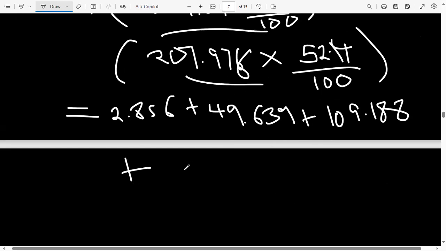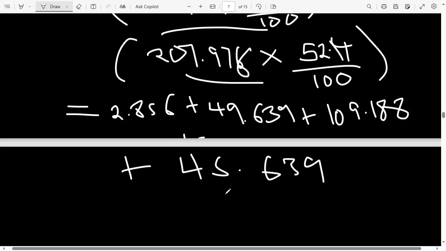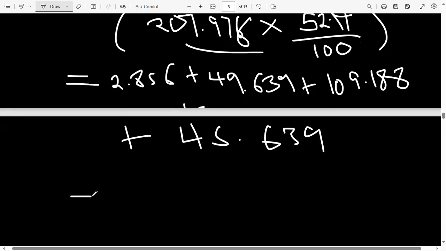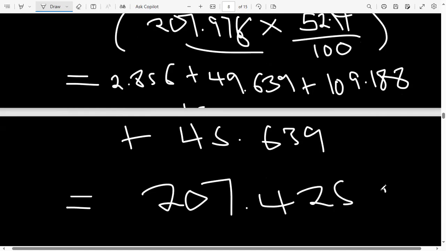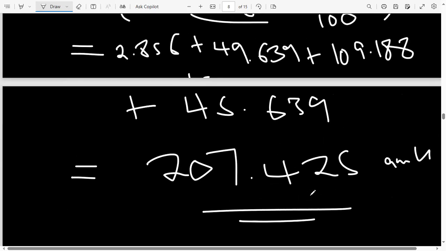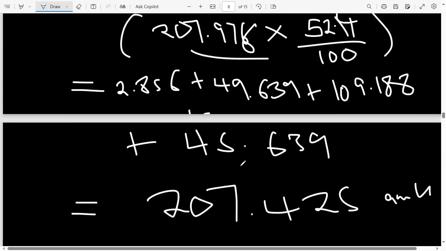It's giving me a... okay. So this one is for the last one, and then for the third one, it is 45.639. Okay, and then add all these on your calculator. You get the average atomic mass to be 207.425 atomic mass units. Okay, so this is the answer that I get when I punch whatever I had on my calculator.